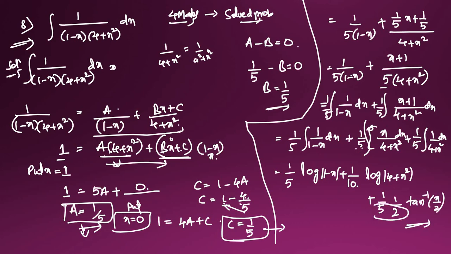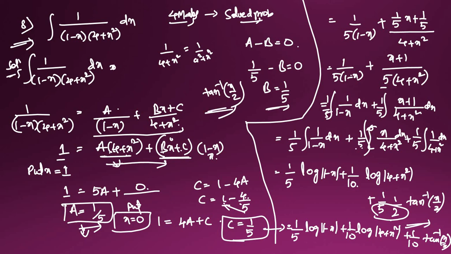So this is also 10 will come. So this is the end of the question here. The solution is 1/5 log of (1 minus x), plus 1/10 log of (4 plus x square), plus 1/10 tan inverse of x by 2 will come. So this is 1 by x tan inverse of x by 2. So this is the answer here.